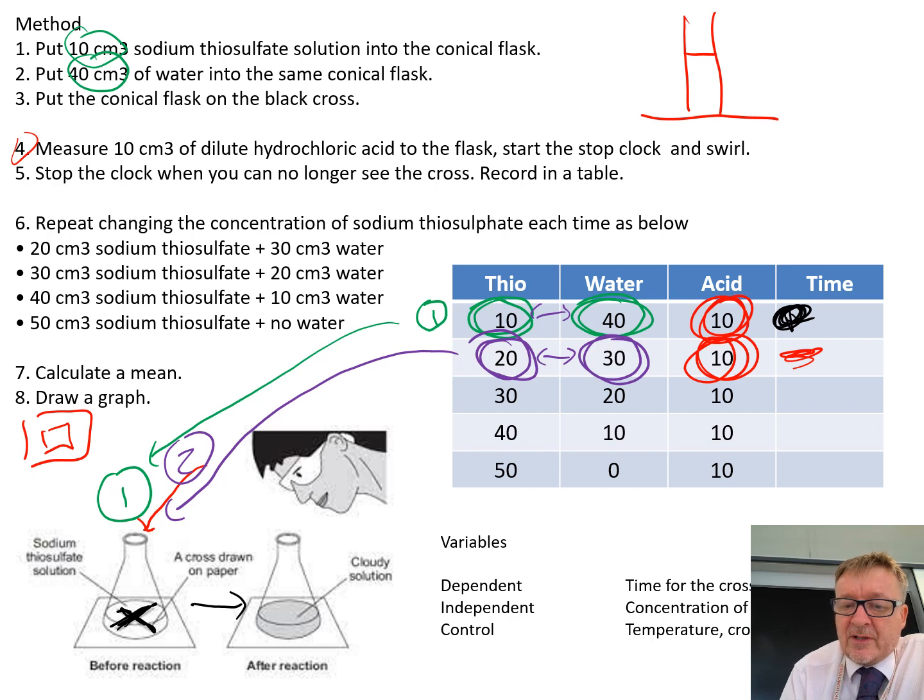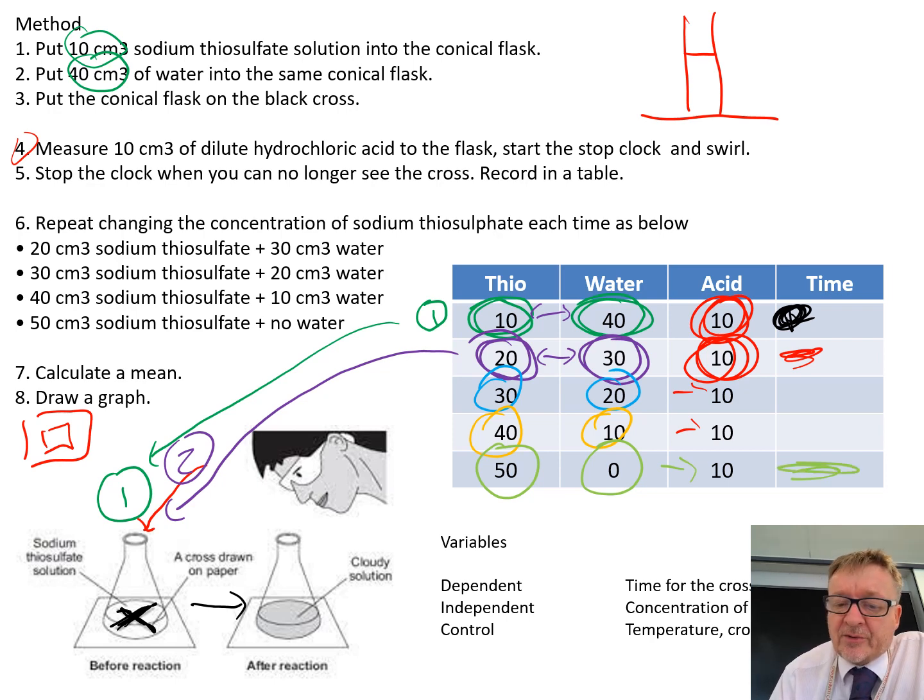Experiment number three, 30 of thiosulfate, 20 of water. Experiment number four, 40 of thiosulfate, 10 of water. And notice that the acid stays the same every single time. The final one is 50 of thiosulfate, no water at all. So that is the most concentrated. And then you'll have all your times there.